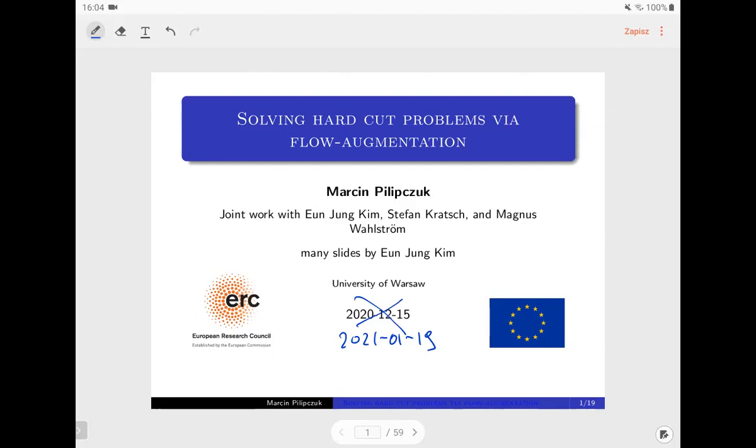This is joint work with Andrew Kim, Stefan Krench, and Magnus Wallström. I have seen Magnus in the room here. I'm not sure what he's trying to learn here today, but hello, Magnus, nice to see you. And yes, this talk was originally supposed to be before Christmas, but there were a lot of things happening before Christmas, including IPEX, so we shifted it here. So I'm happy to start the new year with some nice talk.